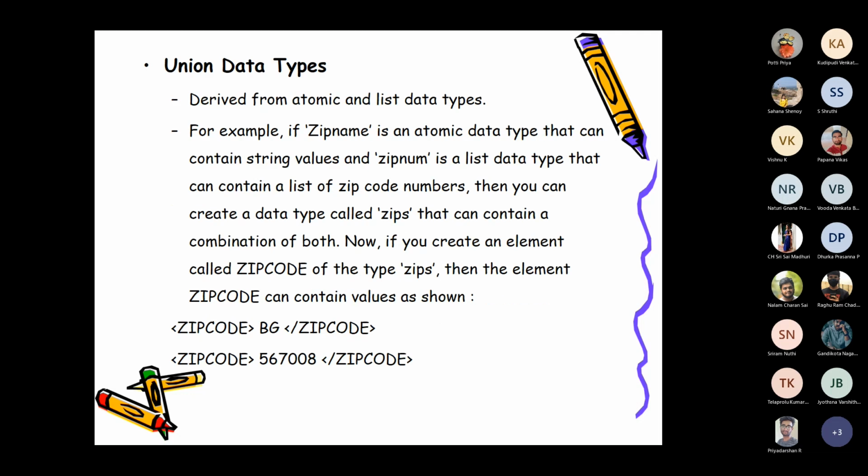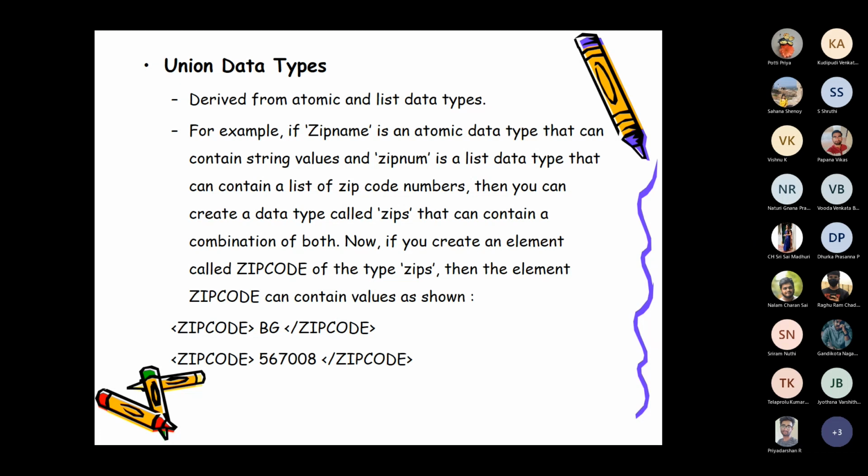Union data types are derived from atomic and list data types. Zip name is an atomic data type that can contain string values. Zip number is a list data type that can contain a list of zip code numbers. Then you can create a data type called zips that can contain a combination of both. That means zip num is a list data type containing zip code numbers, and zip name is an atomic data type. So you combine both, and you generate a union data type.